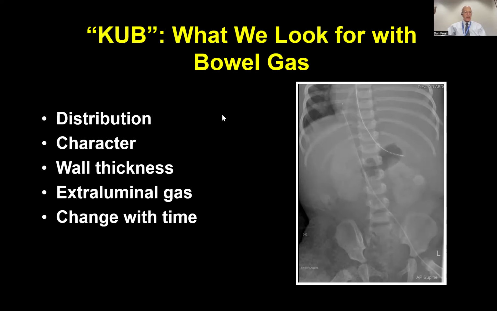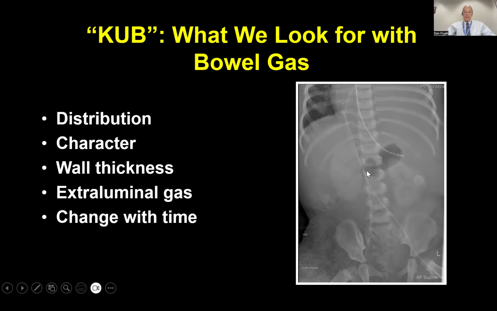What is the character of it? Is it just a few O's and C's, some comma-shaped bowel gas distribution, or is it sausage-shaped? Sausage-shaped is a bad shape of bowel there. You don't want to see that, and I'll show you an example of that. Is the wall thick or not? Generally 2 to 3 millimeters is the separation we see between bowel segments. If you've got more than that, you might have some wall thickening.